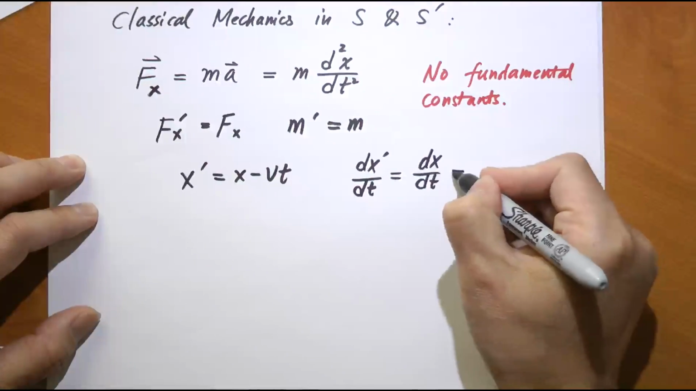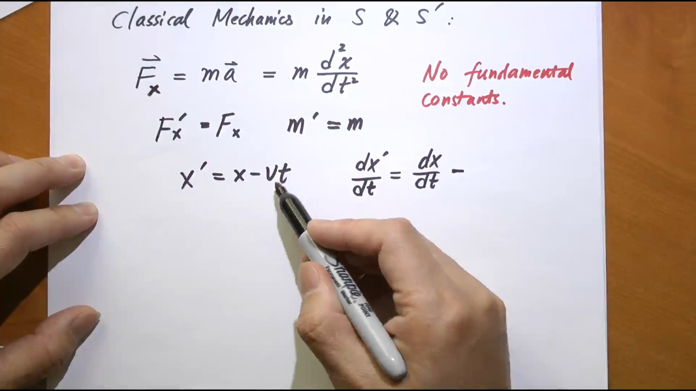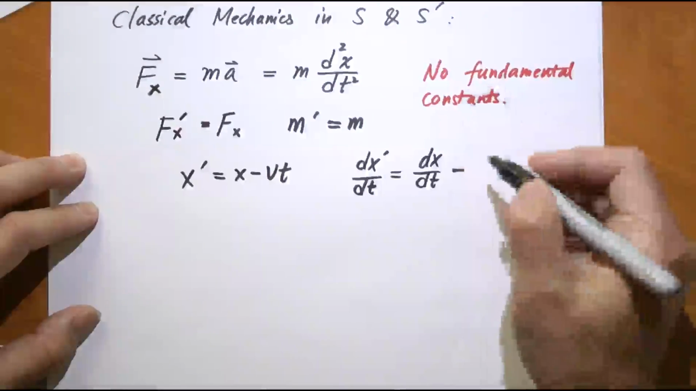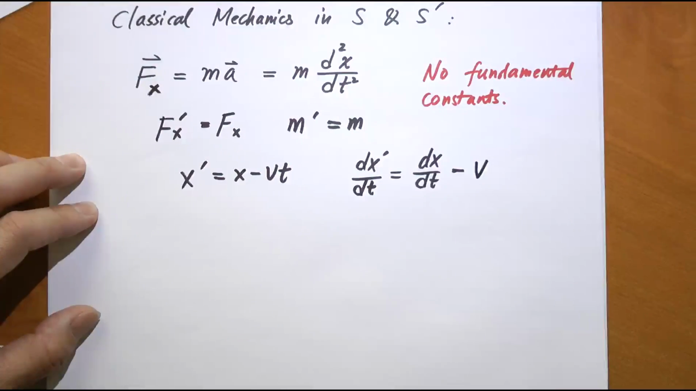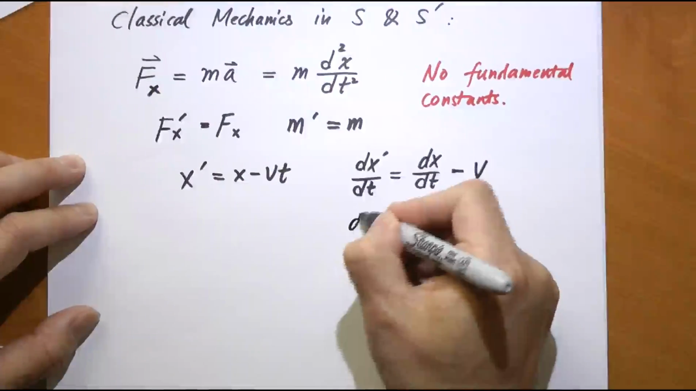minus, what is it? Well, v is a constant. The reference frame S prime moves at a constant velocity relative to S. So v does not change. So it's a constant, and then that's it. Now, if you take one more derivative, you can get acceleration, right? So the second derivative.